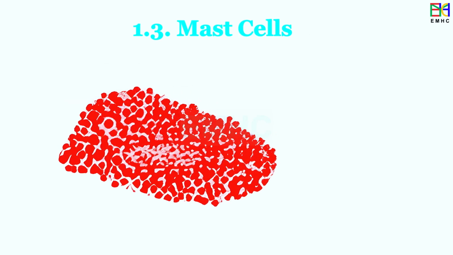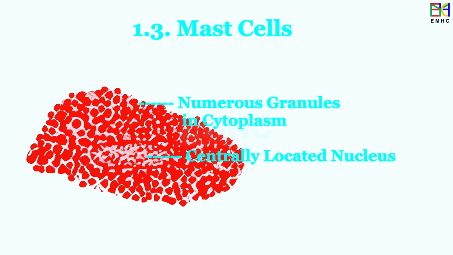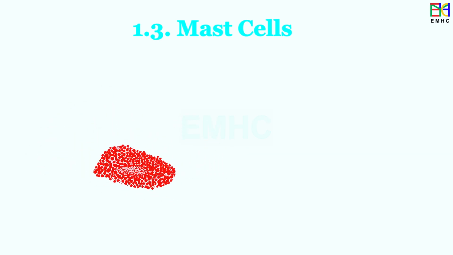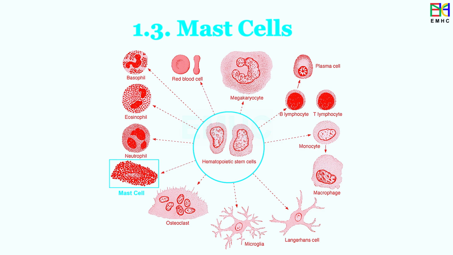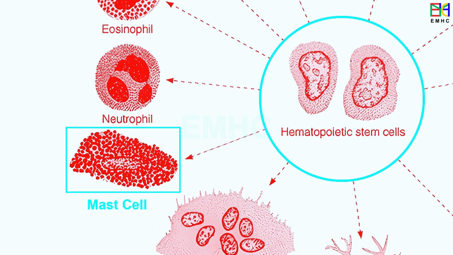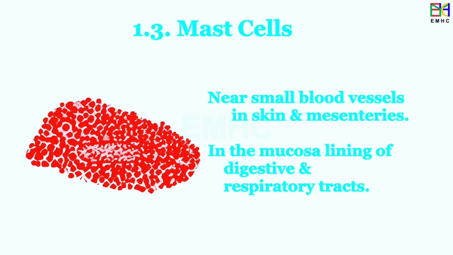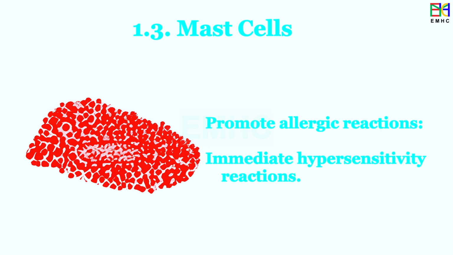Mast cells are oval or round cells with a diameter of 10 to 15 micrometers, characterized by a centrally located nucleus and numerous granules in their cytoplasm. Mast cells originate from progenitor cells in the bone marrow. Similar to macrophages, these progenitor cells proliferate and differentiate to mast cells after crossing blood capillaries and penetrating connective tissues. Mast cells are especially numerous near small blood vessels in skin and mesenteries, and in the mucosa lining digestive and respiratory tracts. Release of the chemical mediators stored in mast cells promotes the allergic reactions known as immediate hypersensitivity reactions.